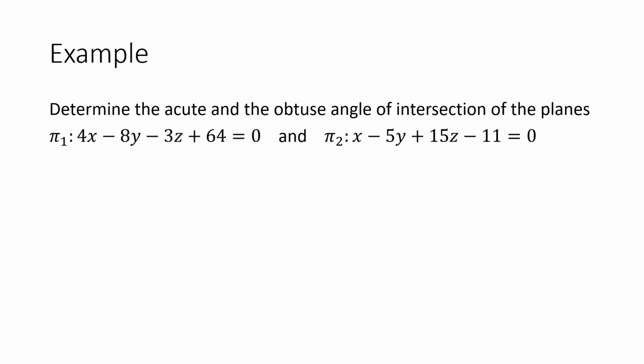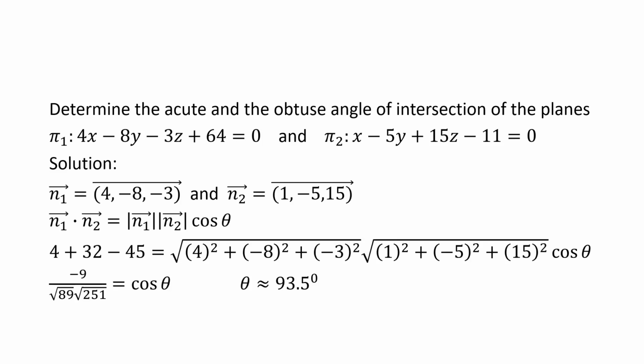In this next question, we're going to determine the acute and obtuse angle of intersection of those two planes shown. And we'll fall back on our knowledge that if you have the normal vector of one plane and the normal vector of another plane, the angle between those normal vectors will equal the angle between the planes themselves. And so this actually becomes a pretty easy question.